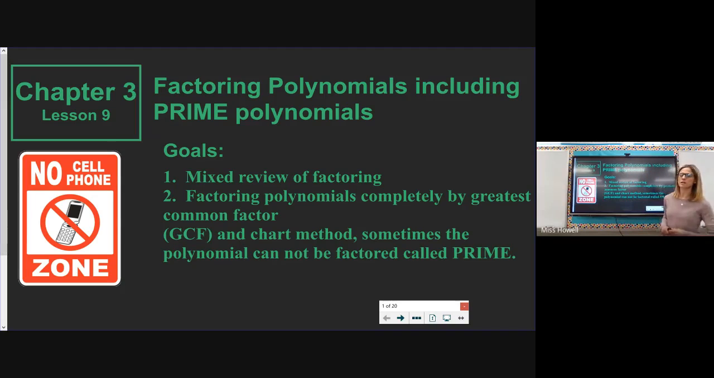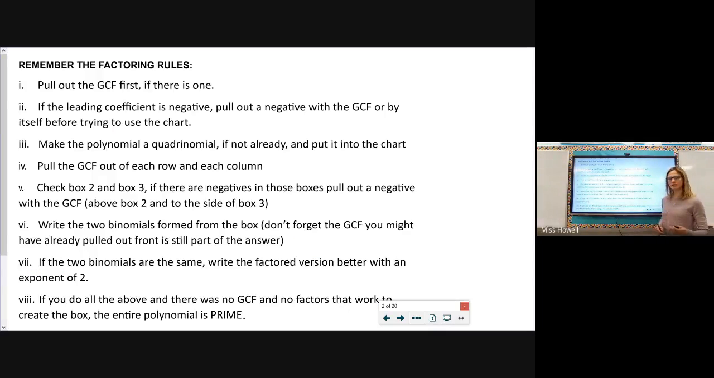So at this point, you should understand how to factor completely, which is I check for my GCF factor. Then I go to my chart method if the degree of my polynomial is 2 or higher and see what my final factored version is. So for today, we want to rule out we can't do GCF, we can't do chart. When we can't factor at all, it's a special polynomial that is considered prime.